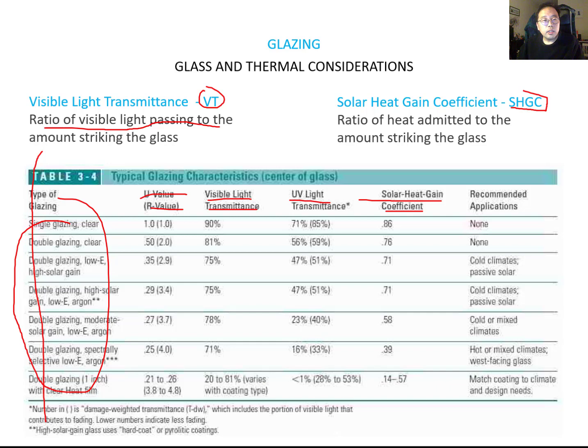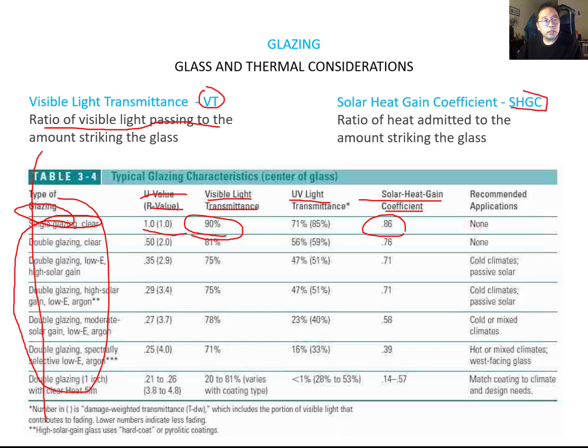So you can compare. In the single glazing system, it is 1 U value and 1 R value, and the visible light transmittance is about 90%, most of the light passing through. And the solar heat gain coefficient is about 0.86, so less heat gain from the outside.